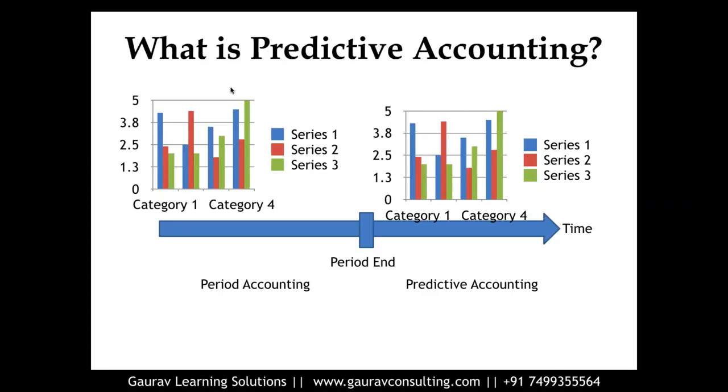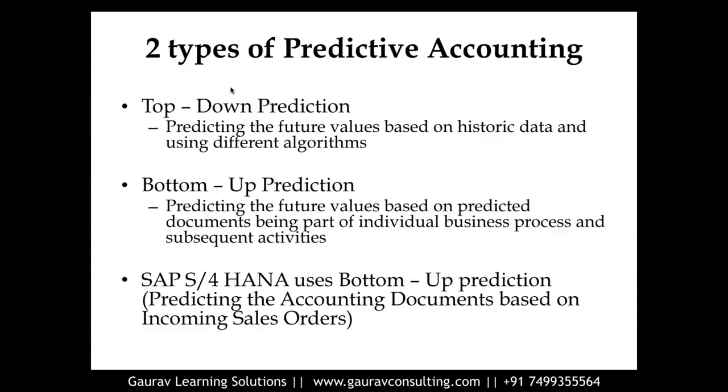When we are talking about SAP predictive accounting, you cannot plan for many years in the future. You can only plan for some months in the future. Why? Because there are normally two types of predictive accounting. I'm not talking about SAP now, I'm talking about the general terms. When we say prediction, it can be top-down prediction.